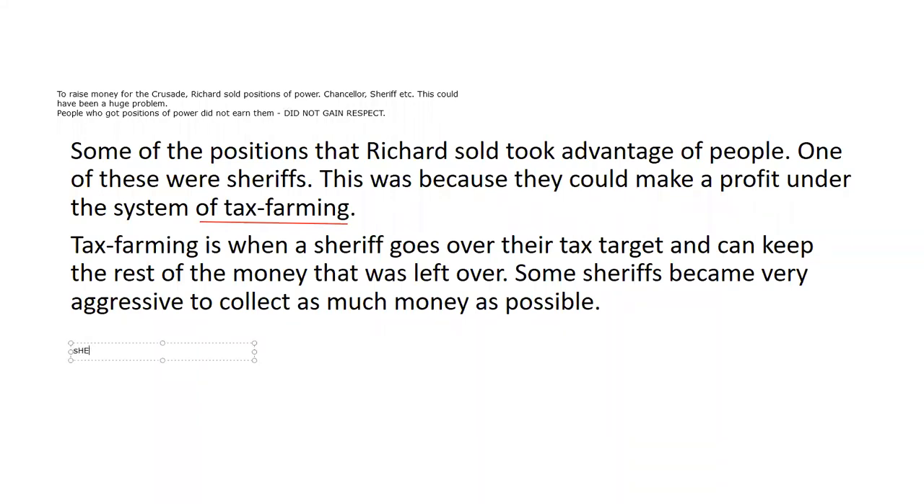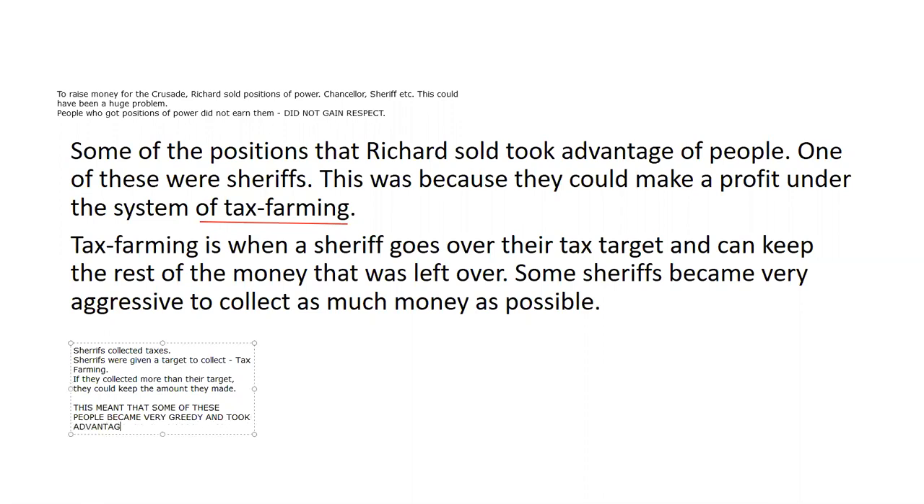So I'll just develop that a bit more. Sheriffs collected taxes. Now, in England, sheriffs were given a target to collect. It was known as tax farming. If they collected more than their target, they could keep the amount they made. This meant that some of these people became very greedy and took advantage of the people.